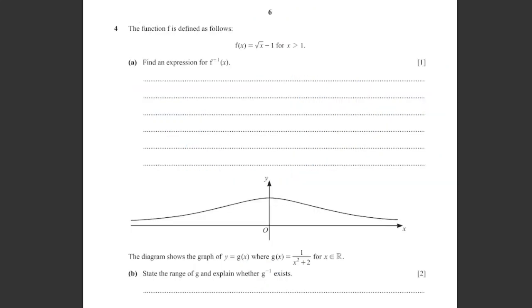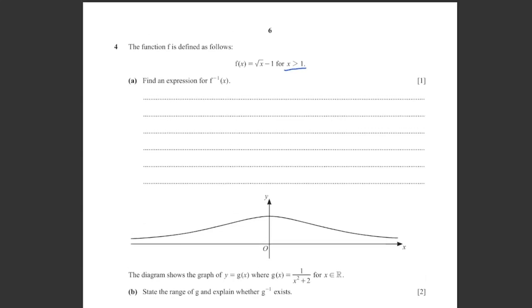Let's look at question number 4 here, and it says that we got a function f. It's defined as square root x minus 1 for this range, this domain. And they say find an expression for f inverse of x. So, well, that's really easy to do. Well, we just say that y equals f of x, and so that just means that y is equal to under root x minus 1.